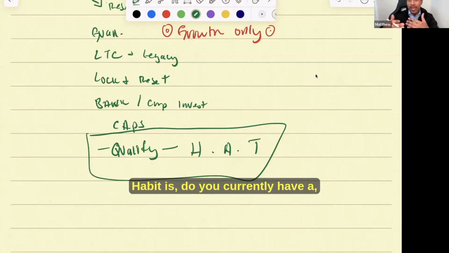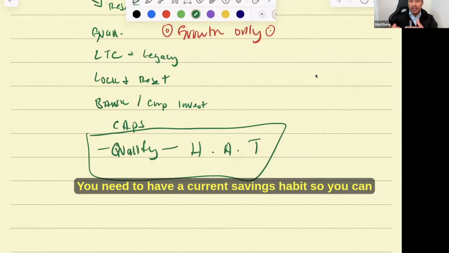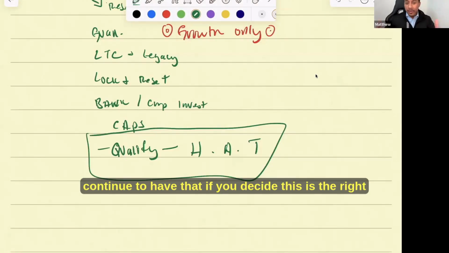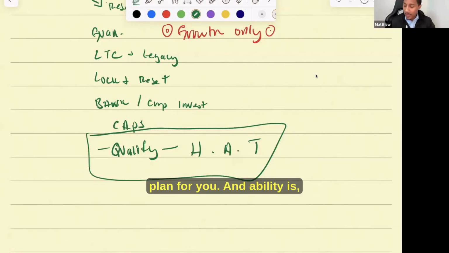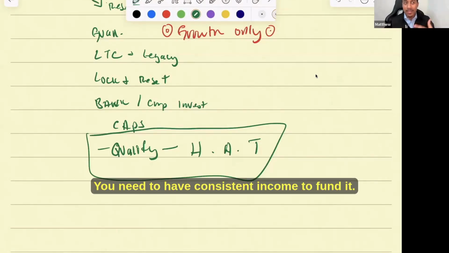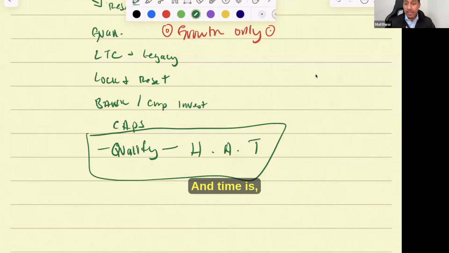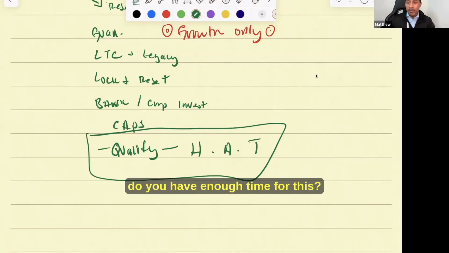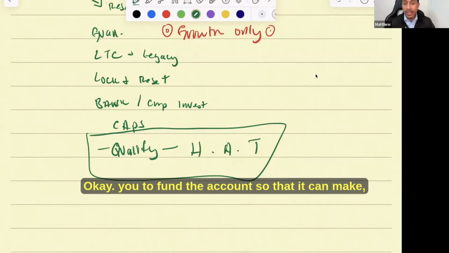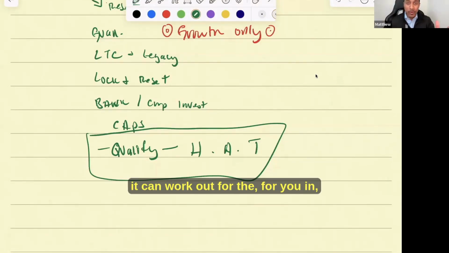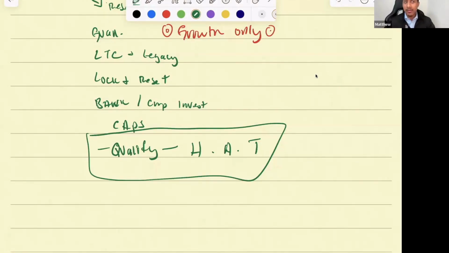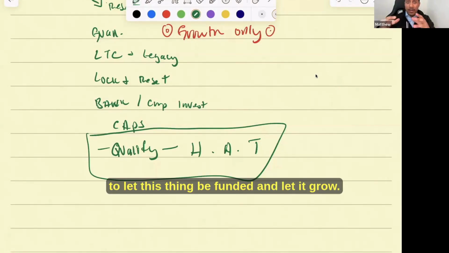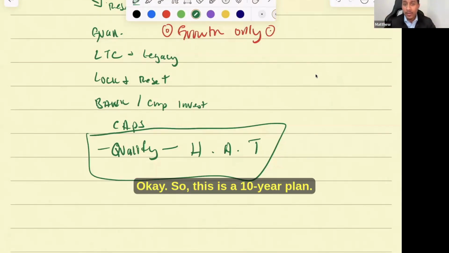Habit is: do you currently have a savings habit? You need a current savings habit so you can continue it if you decide this is the right plan for you. Ability is: do you have consistent income? You need consistent income to fund it. And time is: do you have enough time to fund the account so that it can work out for you in the latter years? Ten years minimum to let this be funded and let it grow. So this is a 10-year plan.